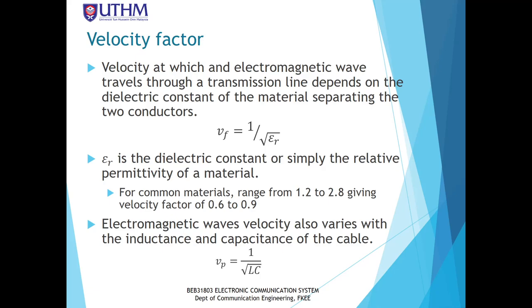Vf can also be calculated using the second formula. Vf can be calculated using the dielectric constant parameter. If you are given the dielectric constant, you can determine the velocity factor, which is equal to 1 over the square root of epsilon r. Epsilon r is the dielectric constant, depending on the material of the transmission line. Common materials range from 1.2 to 2.8, giving a velocity factor of 0.6 to 0.9. This is an example.